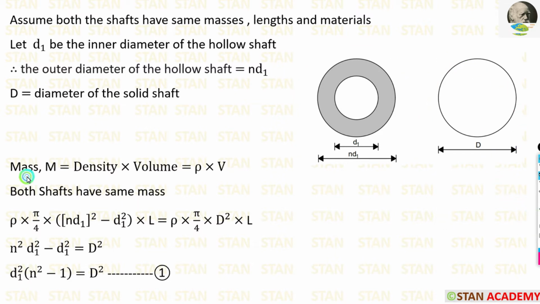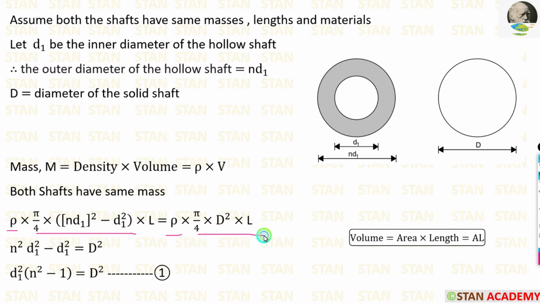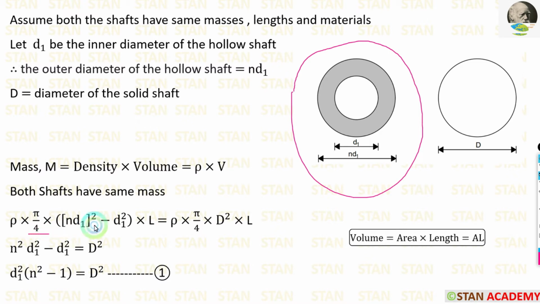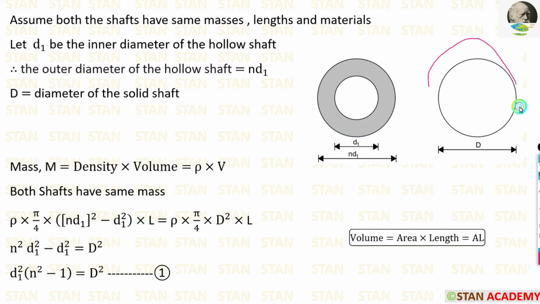We know the formula for mass: M is equal to density into volume, that is rho into V. Both of the shafts have the same masses, so we can equate them: density into volume for the hollow shaft, density into volume for the solid shaft. Volume is equal to area into length. The area of the hollow shaft is pi by 4 into (nd1 square minus d1 square). For the solid shaft, the area is pi by 4 into D square.